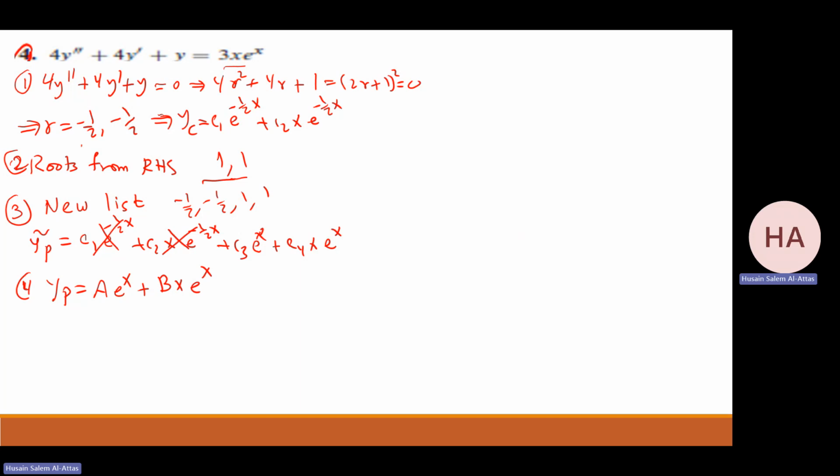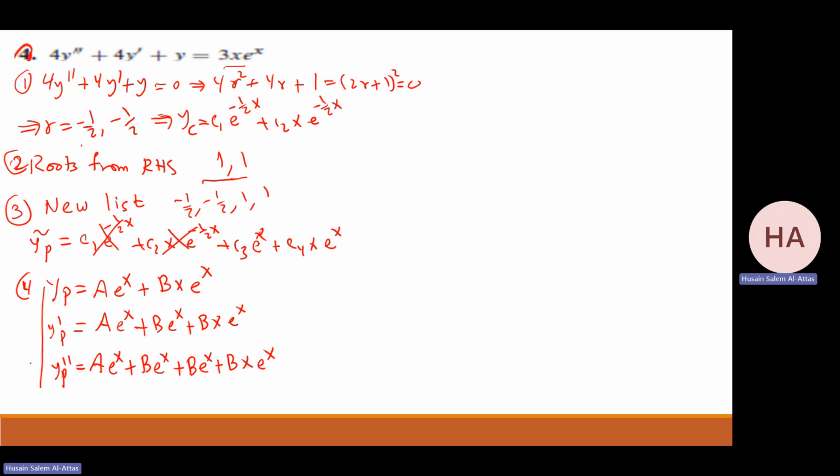Okay, I need to solve this. So I need y double prime, so I need y prime. We have a product of two functions here, be careful. Yp prime is a e to the power x plus b e to the power x plus bx e to the power x. Yp double prime is a e to the power x plus b e to the power x plus b e to the power x plus bx e to the power x. And multiply this by 4, this by 4, this by 1. So let's substitute this in one.